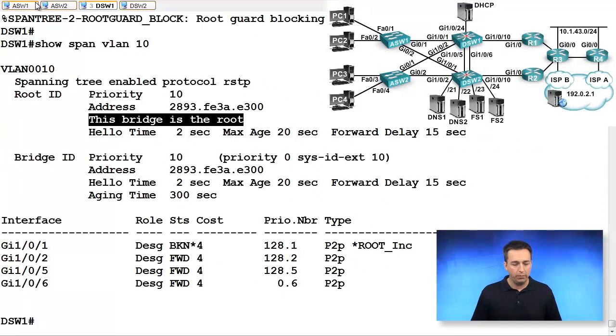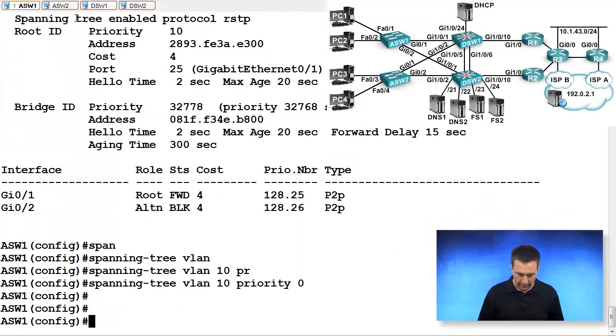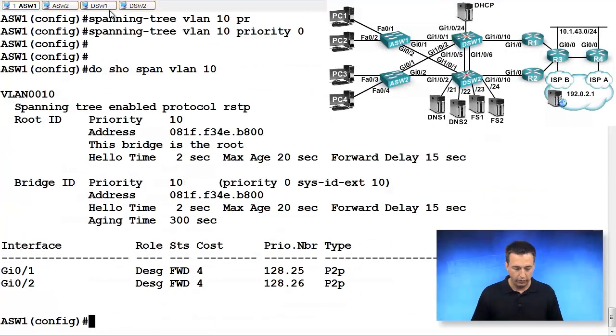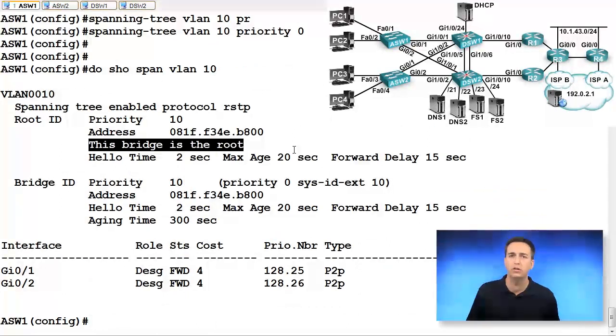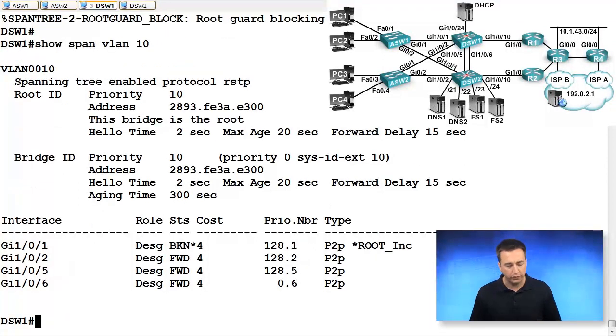However, ASW1 does consider itself now the root bridge for VLAN 10. Look at that. So we technically have two root bridges in our topology, which is not good either. We are going to have an issue with traffic flow right now. So we do have to take action to solve this particular problem. And first and foremost, we have to identify that this problem exists.